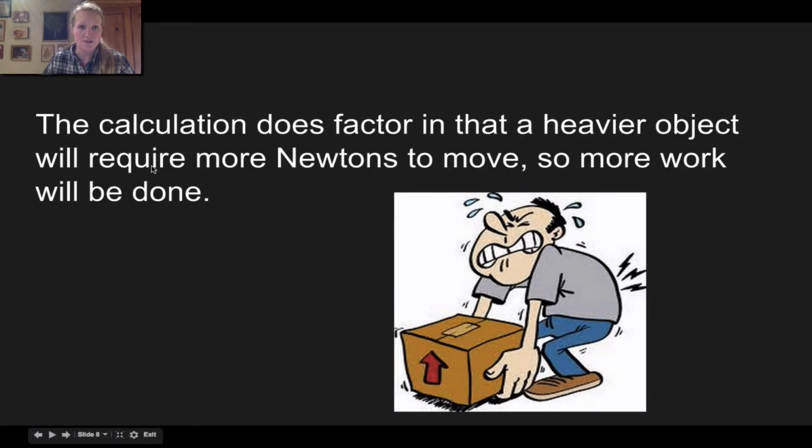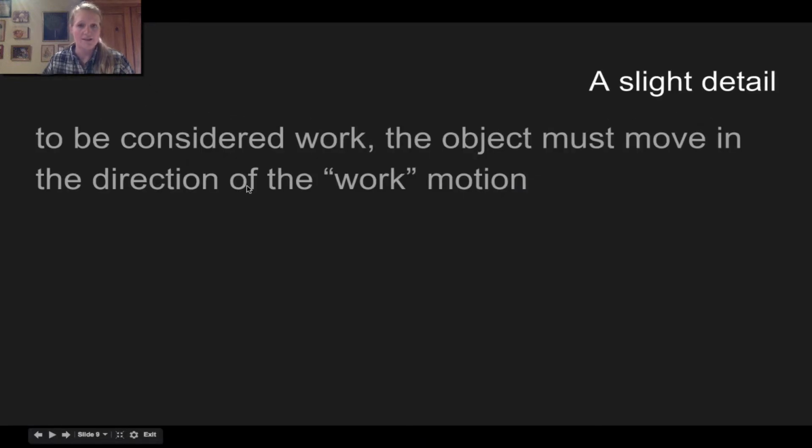Now, to come back to the nuance of this idea of work, is that to be considered work, the object must also move in the direction of the work force or the work motion.